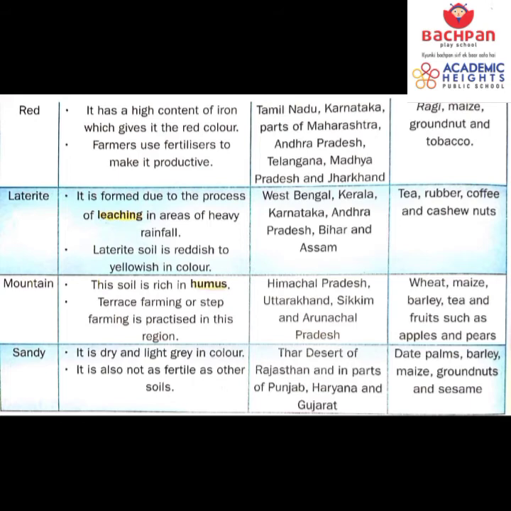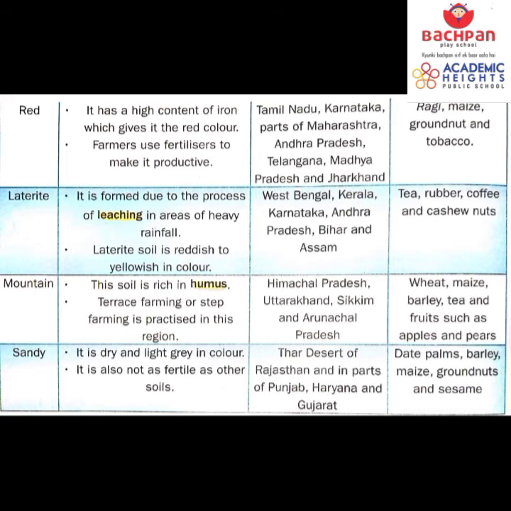Dear students, do you remember, laterite soil is formed due to the process of leaching in the areas of heavy rainfall. Leaching means draining, because of which all its nutrients have drained off. So the soil that is left behind is the laterite soil. It is reddish to yellowish in color and again not much fertile.